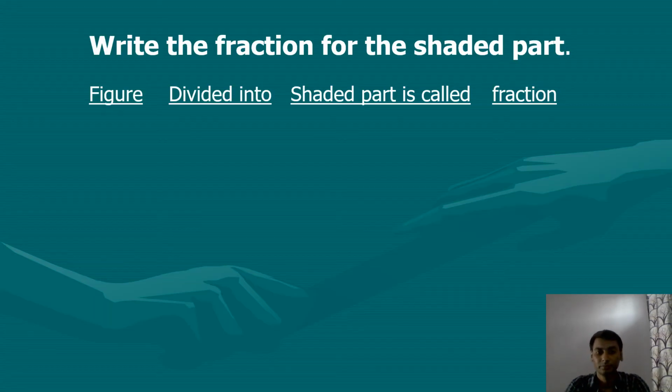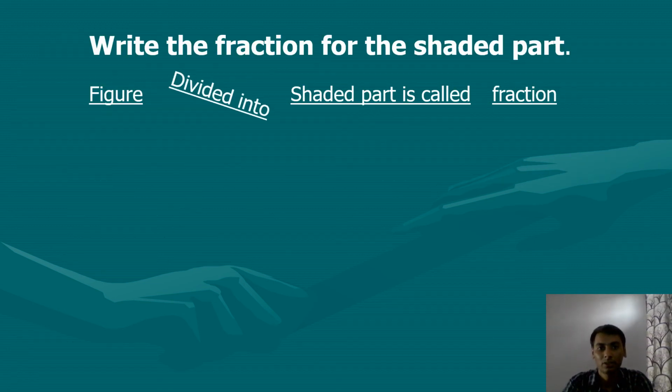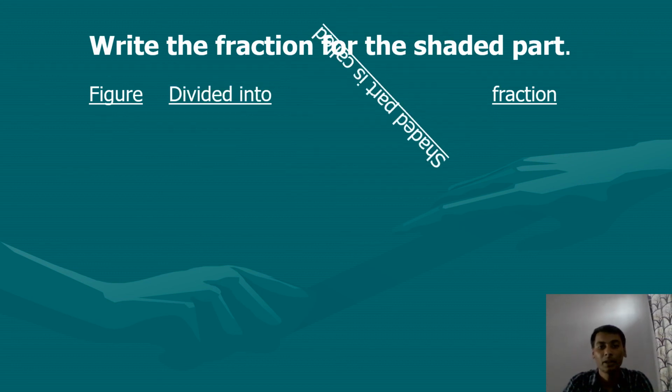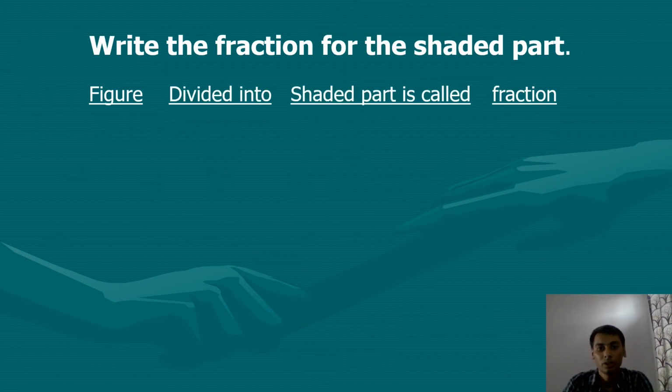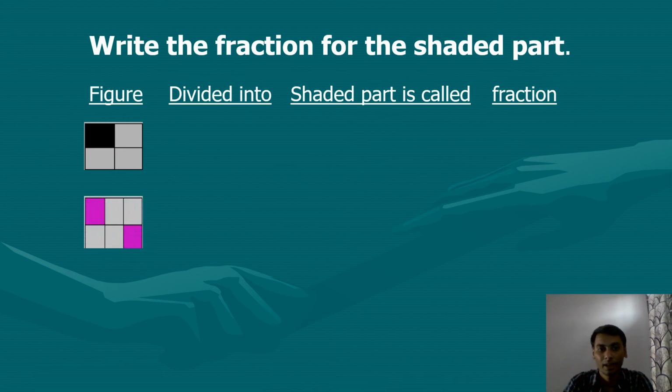The next question is, what is the fraction for the shaded part? The shaded part divided by the total parts of the figure is called a fraction. This is called a fraction.